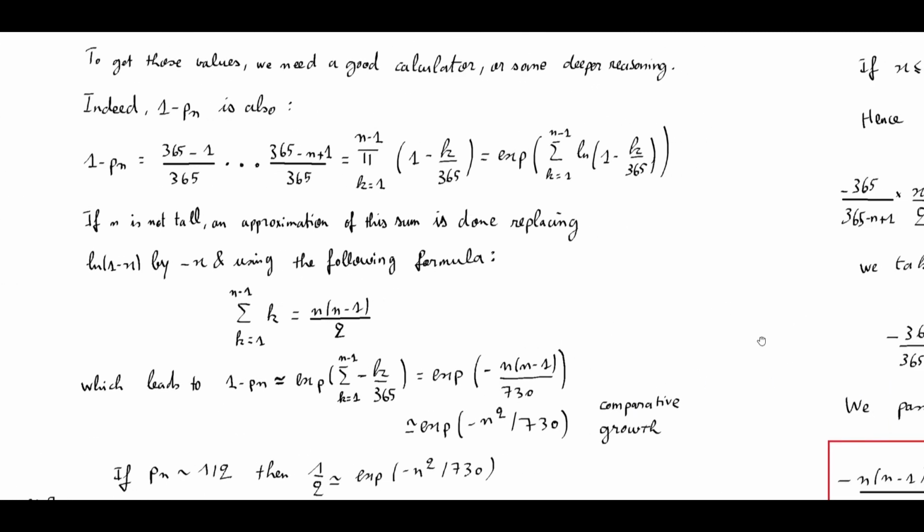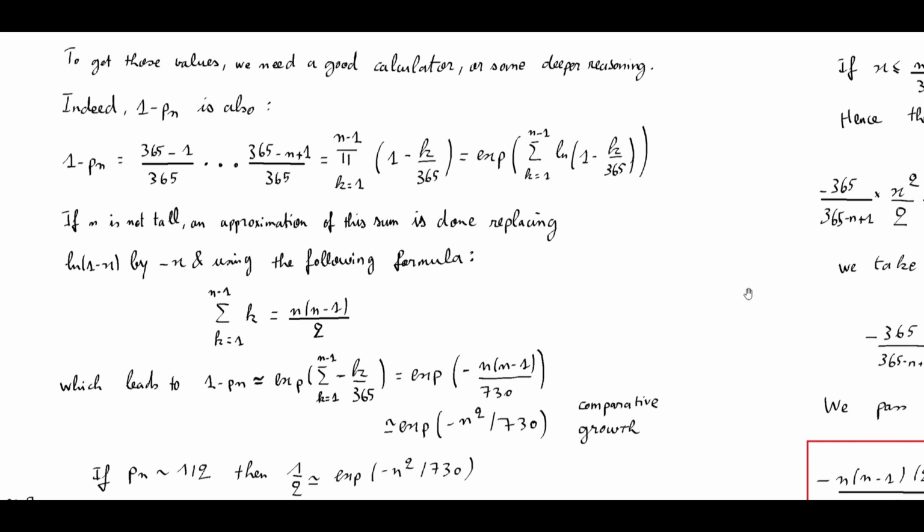To get those values, we need a good calculator or some deeper reasoning. Indeed, 1 minus Pn is also 365 minus 1 over 365 times and so on up to 365 minus n plus 1 over 365, which is also the product from k equal 1 to n minus 1 of 1 minus k divided by 365, which is also the exponential of the sum of ln of 1 minus k over 365.